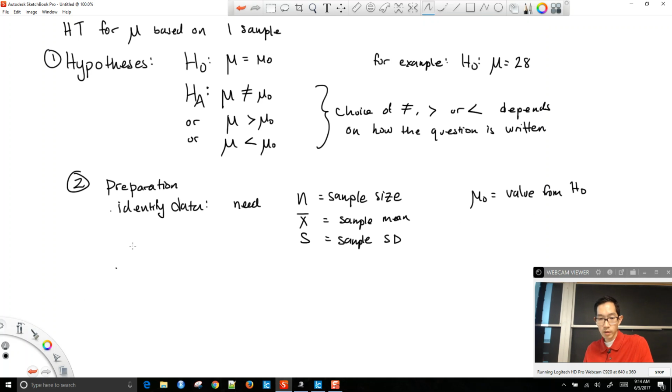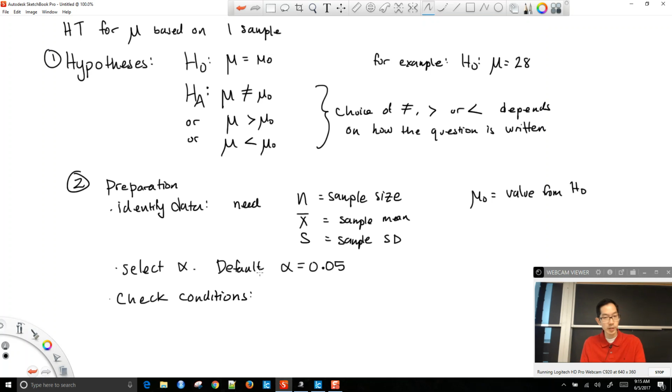Then we'll also select alpha, either provided in the problem or the default value will be 5%. And then we check conditions. Checking conditions is pretty much the same, except for this case, the large sample condition is done a little bit differently.